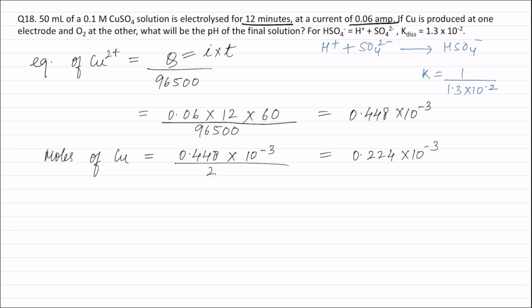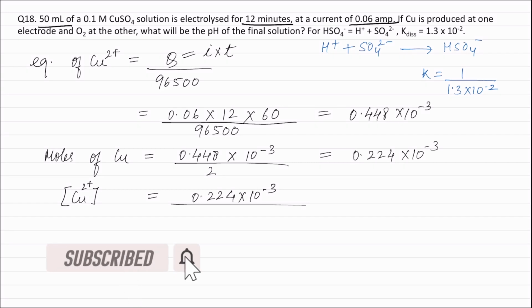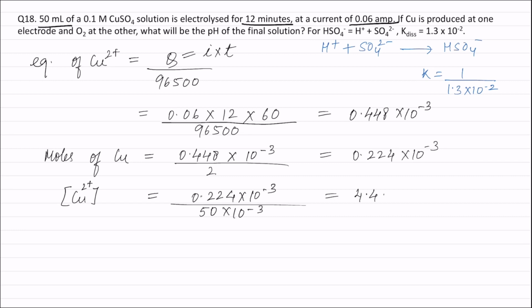We know the moles of copper and we know the volume of solution is equal to 50 milliliters. Therefore, the concentration of copper ions equals moles of copper, that is 0.224 × 10⁻³, divided by volume of solution in liters. The volume of solution is given in milliliters. Therefore, the volume of solution in liters will be 50 × 10⁻³ liters. And this is equal to 4.48 × 10⁻³. Therefore, concentration of copper ions discharged is equal to 4.48 × 10⁻³.